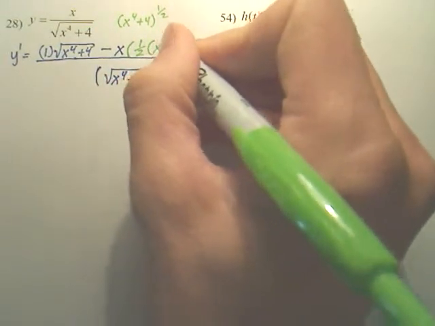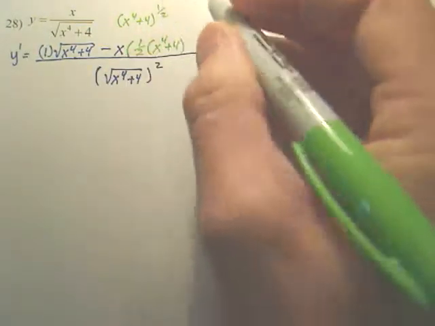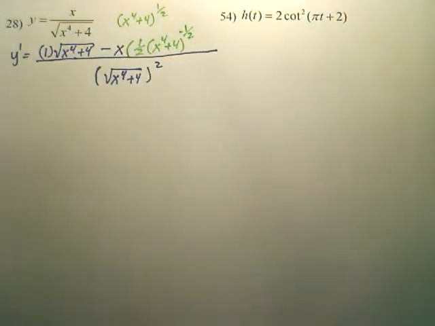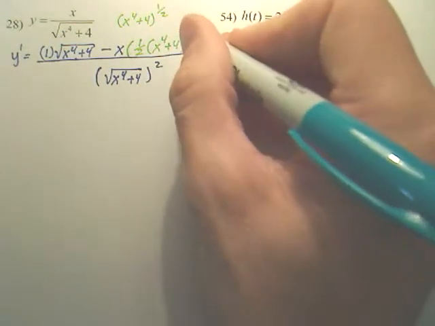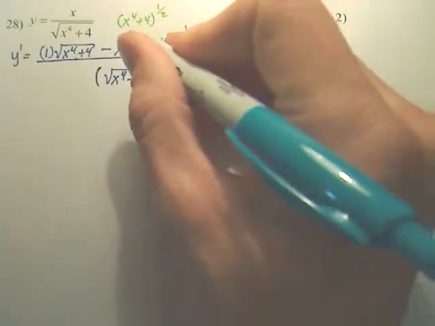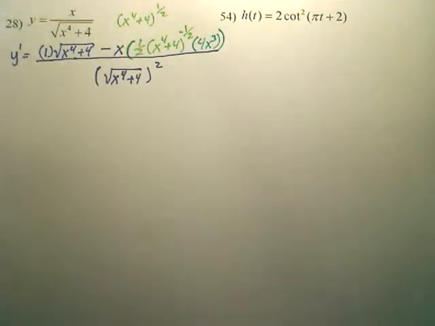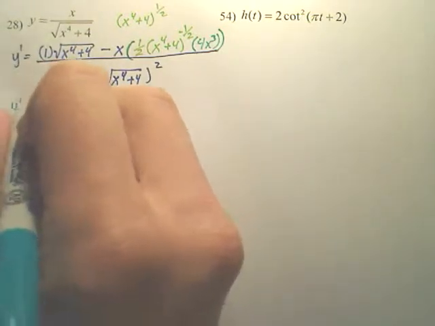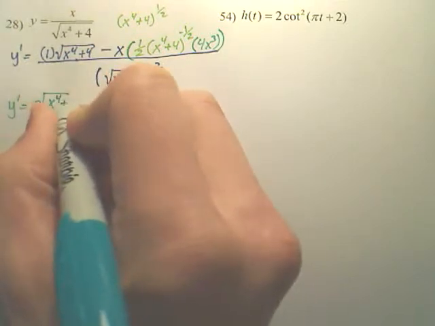Leave the inside. So you take the 1/2, put it out front, leave the inside, subtract 1 from 1/2, you get negative 1/2. And you have to multiply by the inside, because the inside derived is 4x to the third. So that is where it gets ugly, is that second piece. Let's simplify this. This is going to get kind of weird. But basically the first piece is easy.